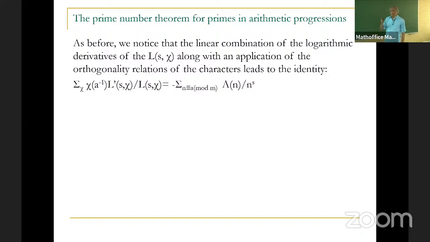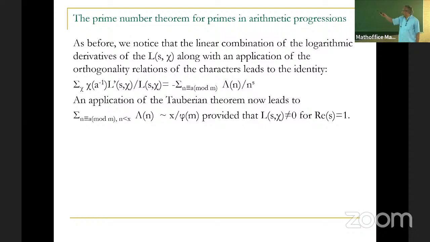So you now do the same trick as Euler: take the limit as s goes to 1. All the characters which are not trivial on the left-hand side turn out to be regular, meaning well-behaved, whereas the zeta function corresponding to the trivial character leads to a divergence of the left-hand side. Therefore, the right-hand side must also diverge. And therefore, there are infinitely many primes congruent to a mod m.